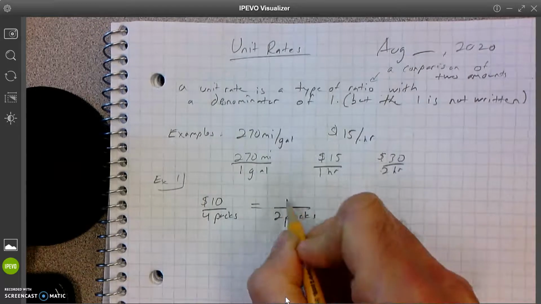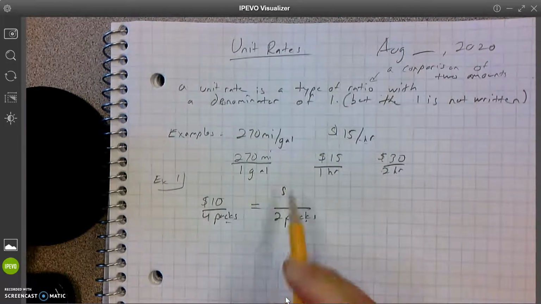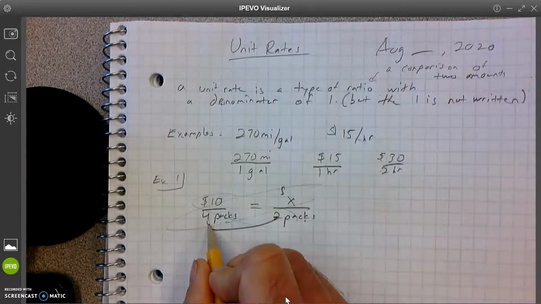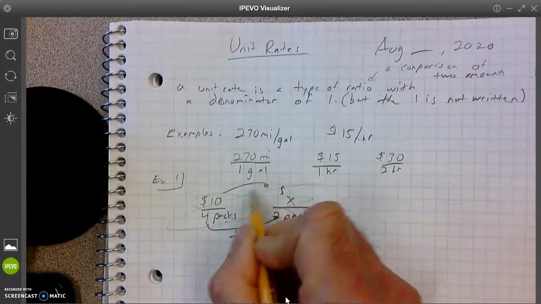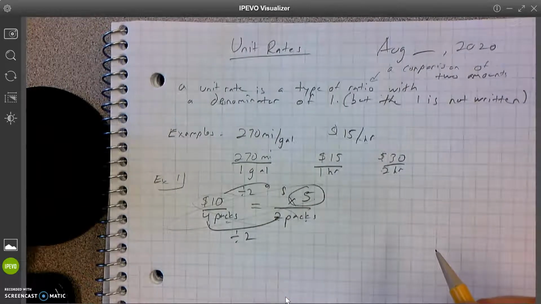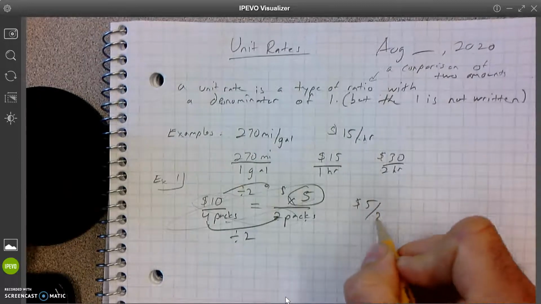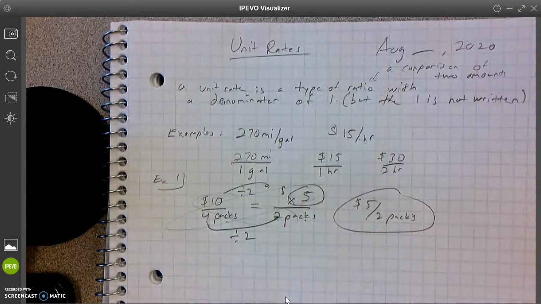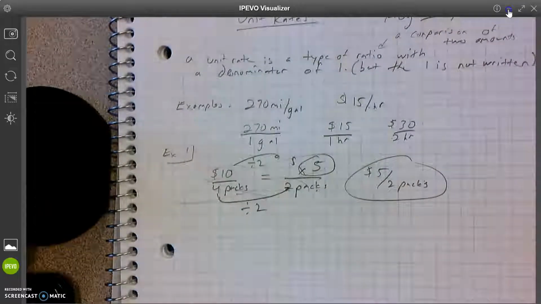So dollars across from dollars, packs across from packs, we have it like that. We can cross multiply and divide, or see how it's cut in half. 4 divided by 2 is 2, and 10 divided by 2 would be 5. So we can solve it like that really easily. So it's $5 for 2 packs. But it gives a follow-up question, I believe. So here we go.